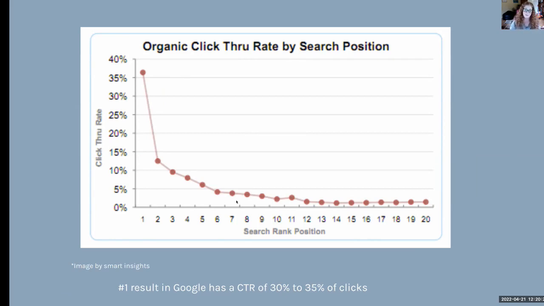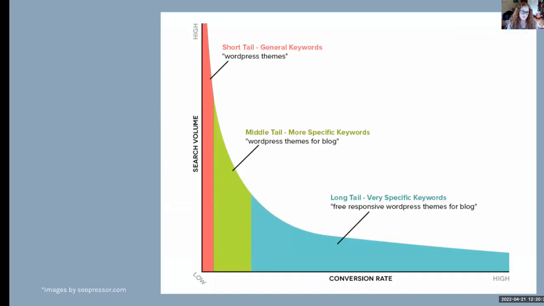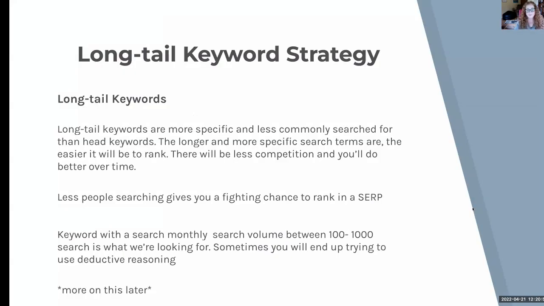There's 10 results, not including all that extra stuff on there now. 10 results on a page. And then remember this, we saw short tail, long tail, middle tail, and conversion rates. Long tail over time converts better. And there's a great example, WordPress themes. That's short tail, right? That's a seed keyword. Middle or slightly long tail, right? WordPress themes for a blog, and then long tail, free responsive WordPress themes for a blog. Just more specific and less searches, but hopefully more conversions.